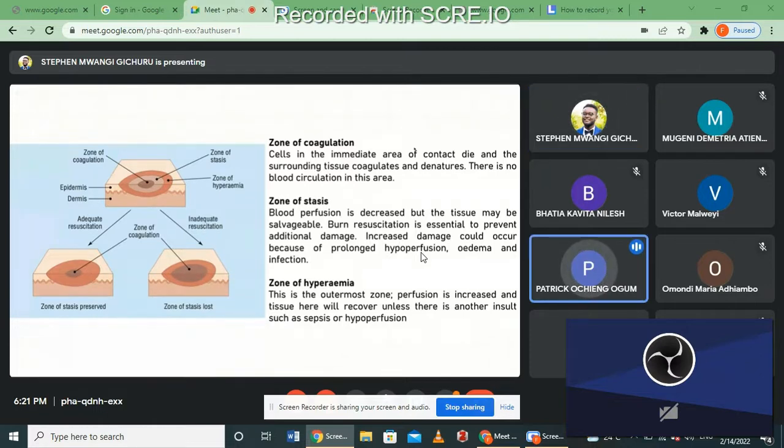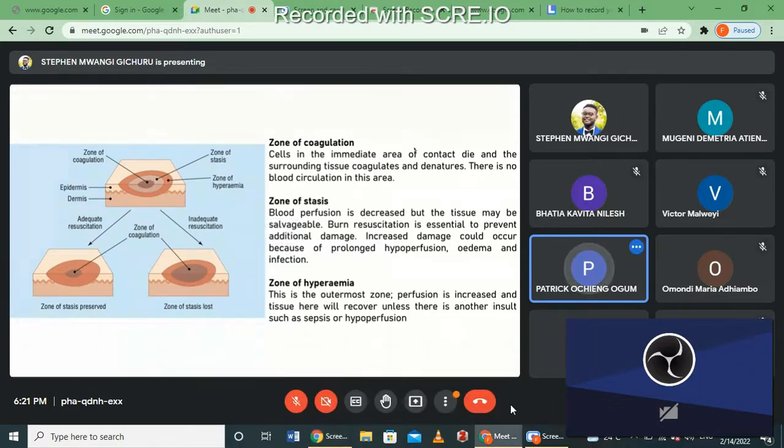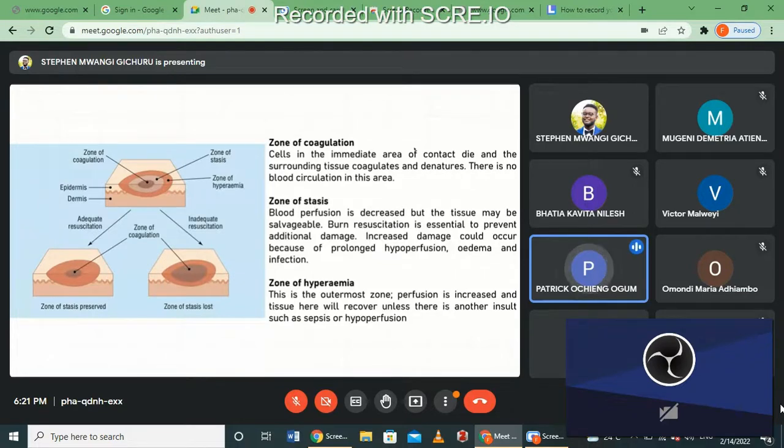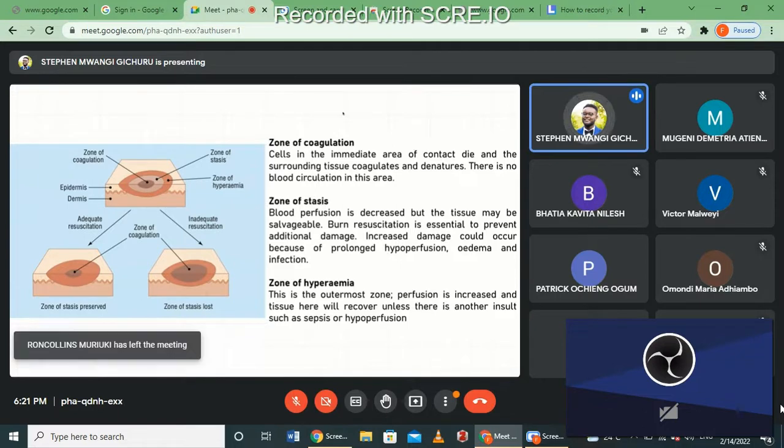It's the area, immediate area of contact. Yeah, and so the surrounding tissue denatures. And also there's no blood circulation. Okay, sir, so you just read the slide.